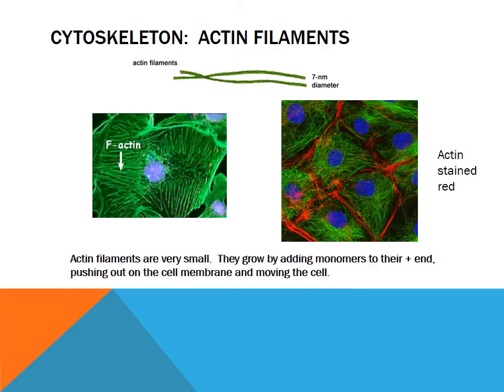Take a look at these slides, these stains here. The green stains in the right picture are going to be your intermediate filaments. The red stains are actin. So you can see the actin is localized to the exterior edge of the cell, whereas the intermediate filaments are all throughout.